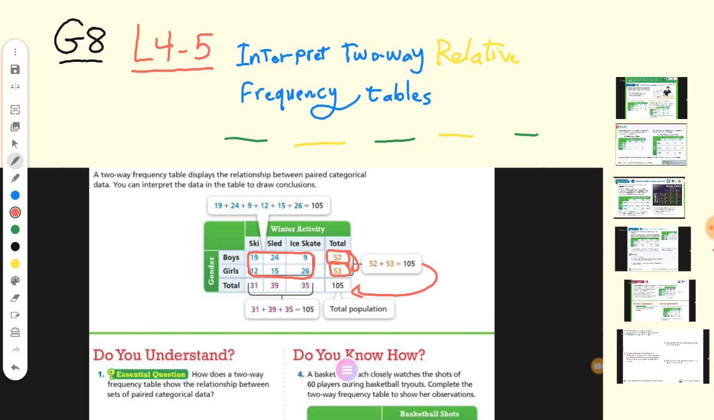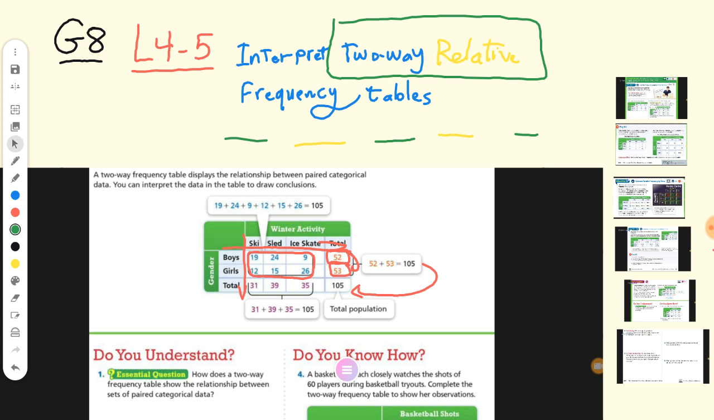And we can also get the total of the column. So we get the total of the rows and the total of the columns. This is how to interpret the data inside the two-way frequency table. But the lesson today has the same name with a different word, which is relative. How to convert this two-way frequency table to a two-way relative frequency table. This is the lesson of today.